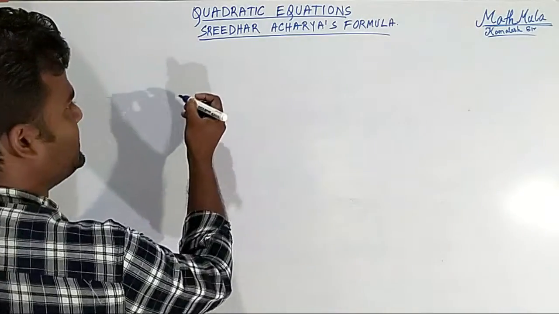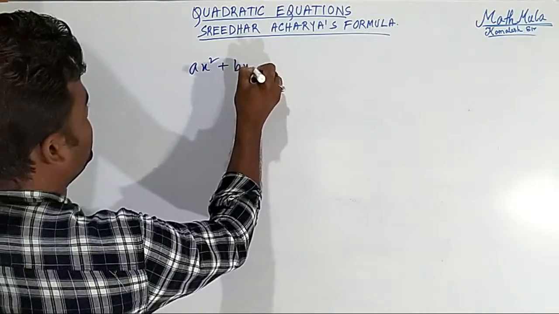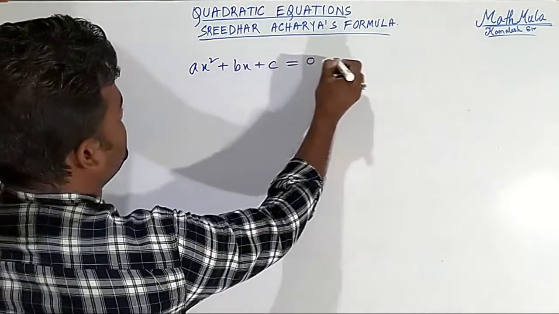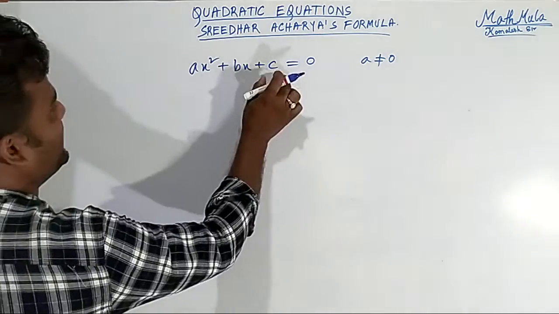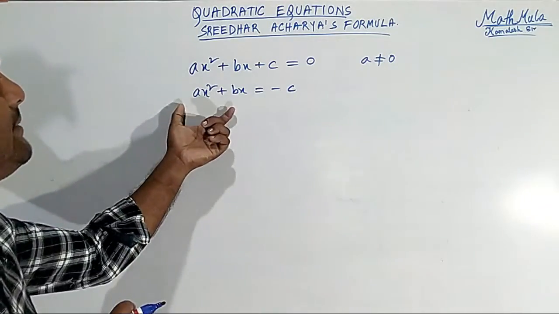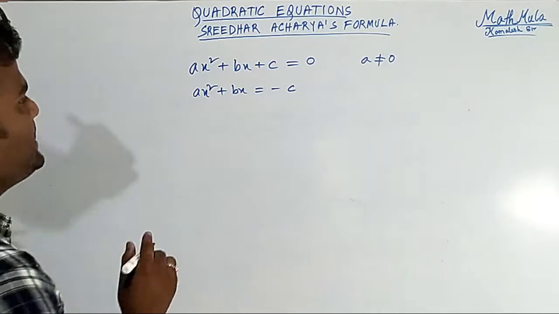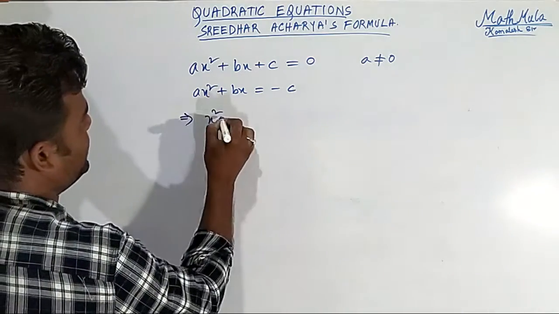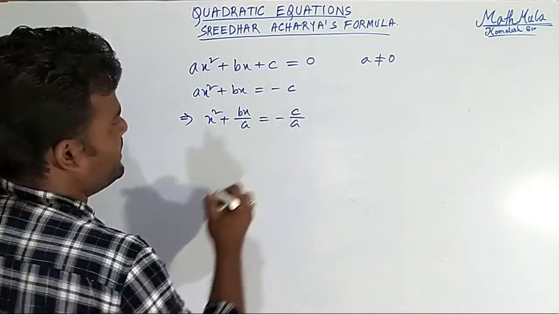Now look, the general form of a quadratic equation is ax squared plus bx plus c is equal to 0, where a is not equal to 0. First we take the constant term to the right side, minus c. Now we divide both sides by the coefficient of x squared, that is a. So it will be x squared plus bx by a is equal to minus c by a.